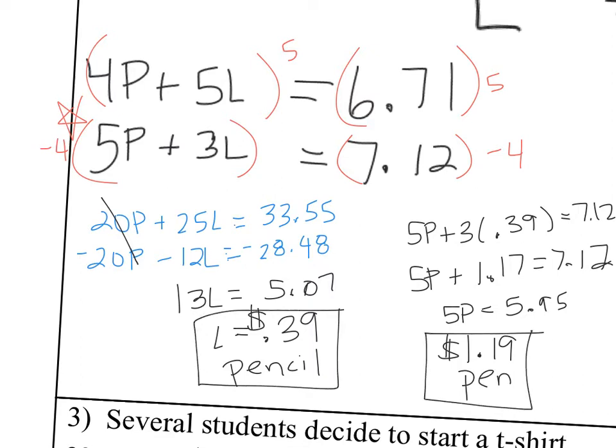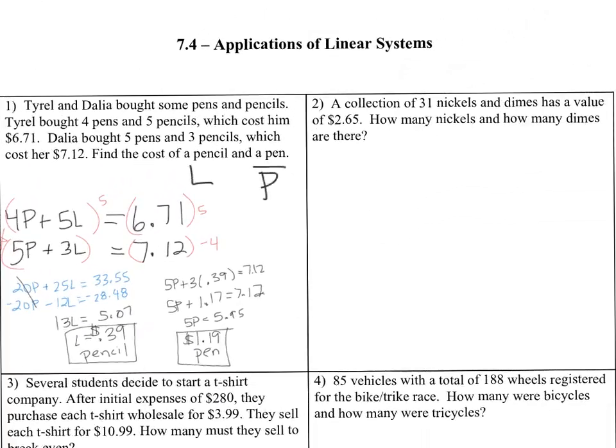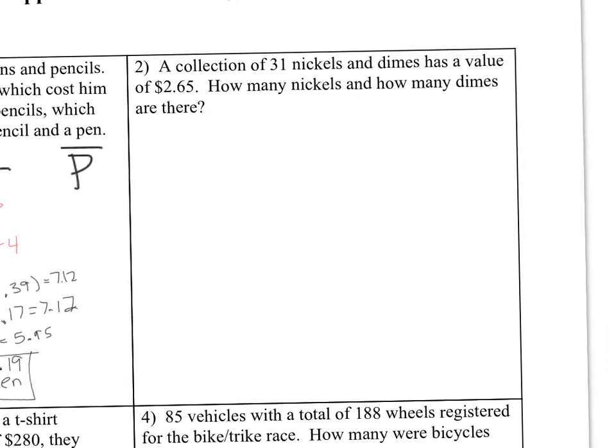So the rest of these, I'm not going to solve. I'm just going to set them up, and you can solve them on your own. So 2, a collection of 31 nickels and dimes has a value of $2.65. How many nickels, so it's going to be your N, and how many dimes are there? So those are my variables. So I know I have a collection of 31 nickels and dimes. So I'm going to do nickels plus dimes equals 31.